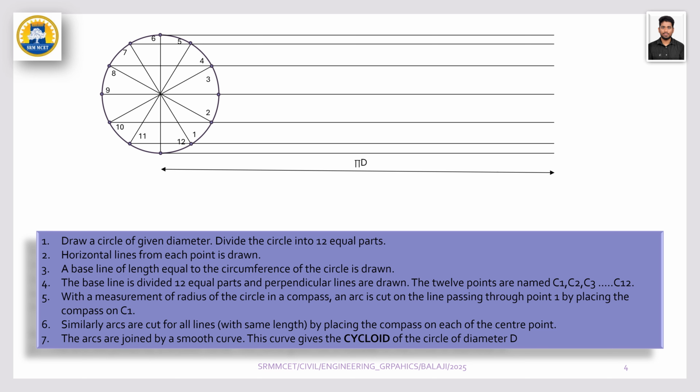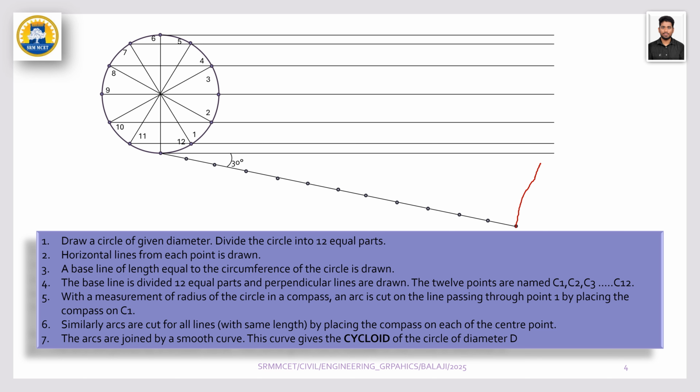So in order to divide the line into 12 equal parts, we draw a 30 degree line below the baseline, and we join. The length of the 30-degree line is up to our wish. We can even take a 120 mm line, and to start off, you have to connect the last point to the end point of the pi d line of the baseline.